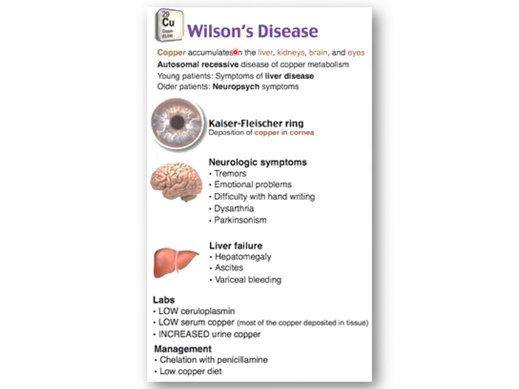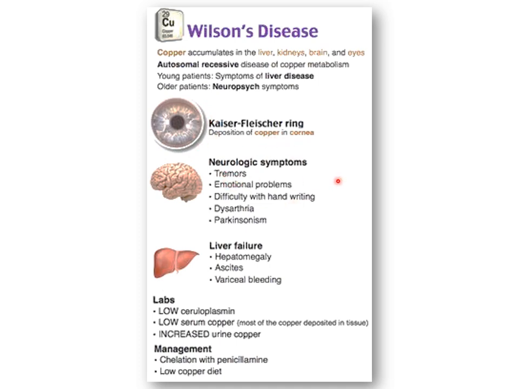So, Wilson's disease. Copper accumulates in the liver, kidney, brain, and eyes. It is an autosomal recessive disease of copper metabolism. Young patients have symptoms of liver disease, and older patients have neuropsychiatric symptoms. Kayser-Fleischer ring: deposition of copper in the cornea. So, this is a Kayser-Fleischer ring.